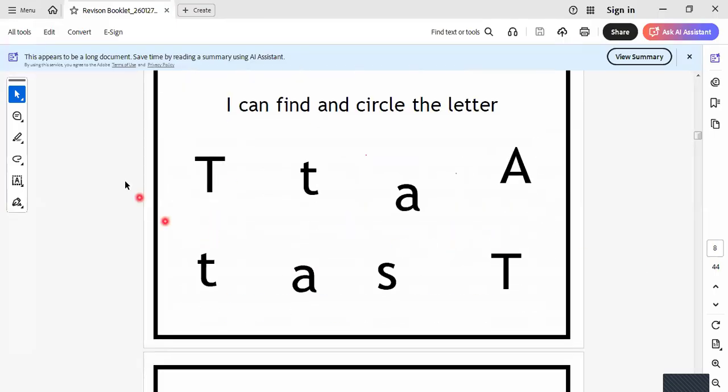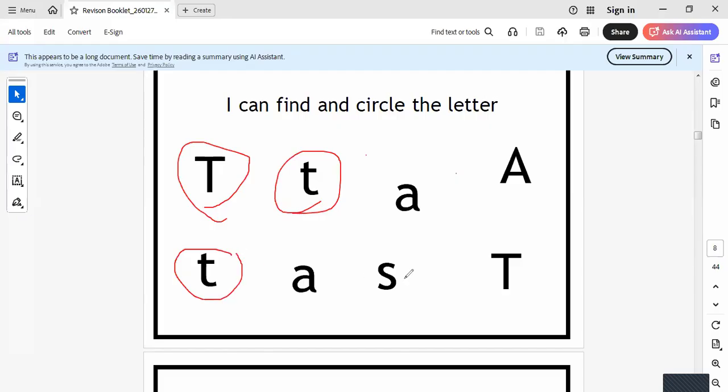So let's select letter T here from these letters. Here is capital T, here is small t, and here is capital T. So now we know capital T, small t, capital T. Now we know the letter T.